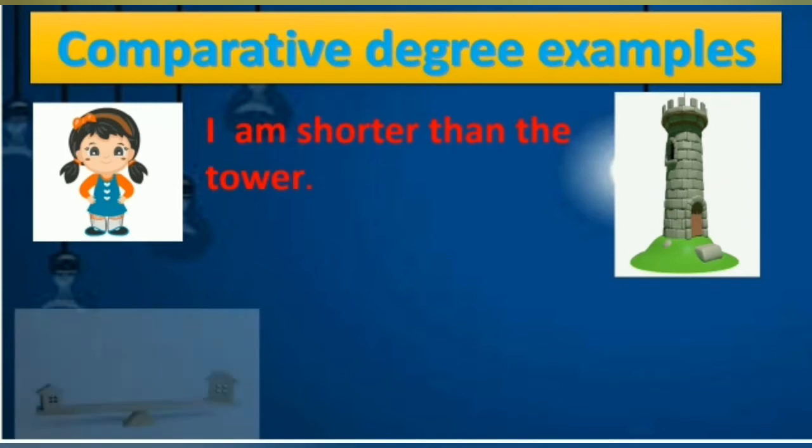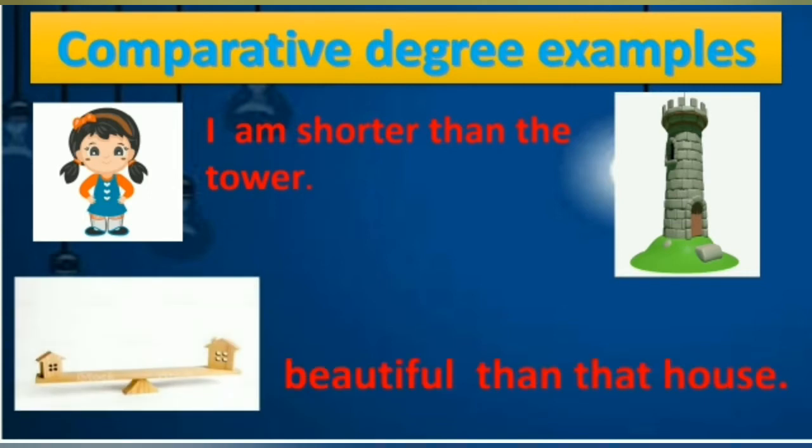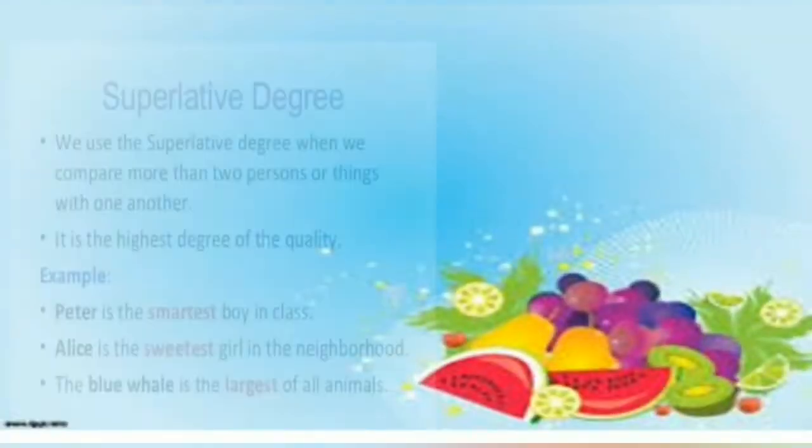Next, the two houses were compared. This house is more beautiful than that house. Here, beautiful is the adjective. It is a three syllable word. So, we are using more in front of the adjective. This house is more beautiful than that house. One house is compared with another house.